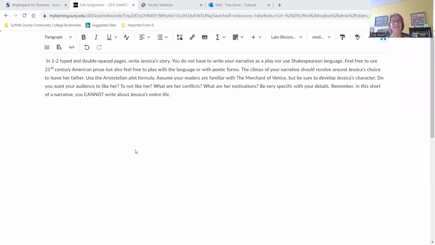Okay, so here is the assignment. It states, in one to two typed and double-spaced pages, write Jessica's story. Now, you'll recall that Jessica is the daughter of Shylock, who falls in love with Lorenzo, a non-Jewish person, a Christian person, and they run away together to Portia's island.